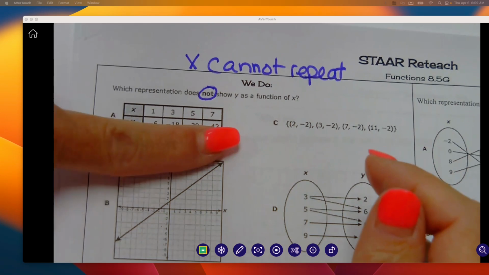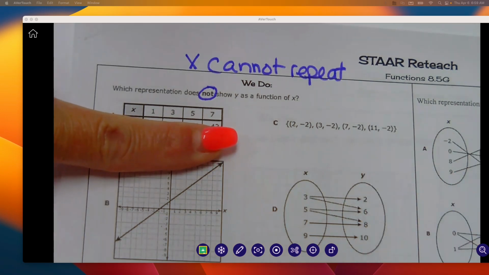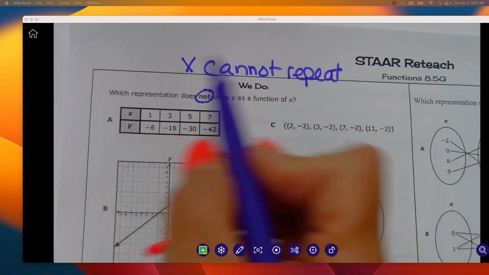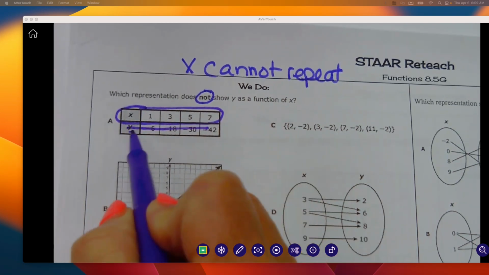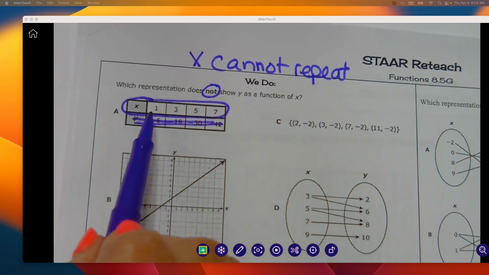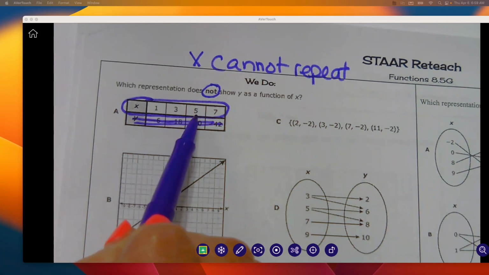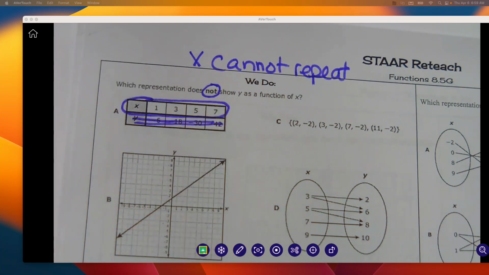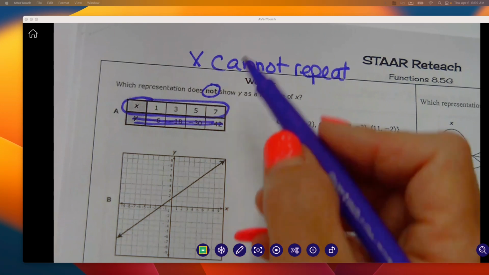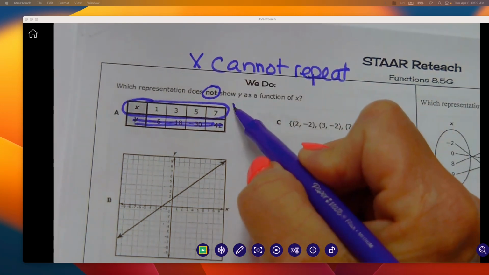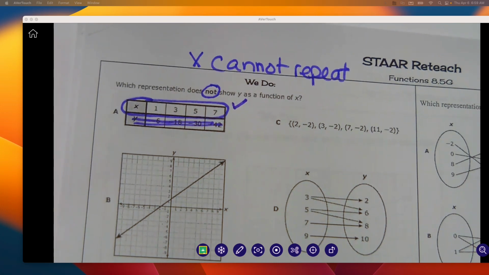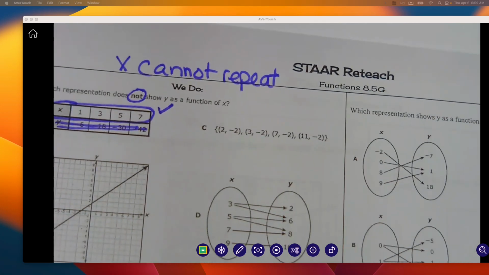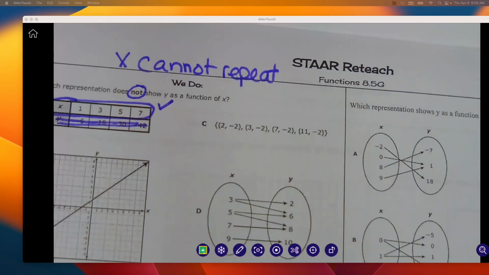Okay, so again, it doesn't matter what the y values are. We're looking at only the x's. So we're only looking at these. I'm going to cross these out because it doesn't matter what these are. So our x values are 1, 3, 5, and 7. And we're going to ask ourselves, do any of those repeat? No, none of these repeat. So yes, this is a function. So I'm going to check it. Okay, now let's just skip over to answer choice C.